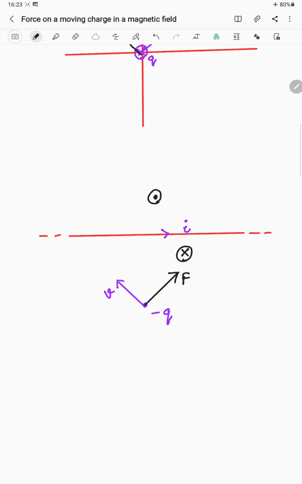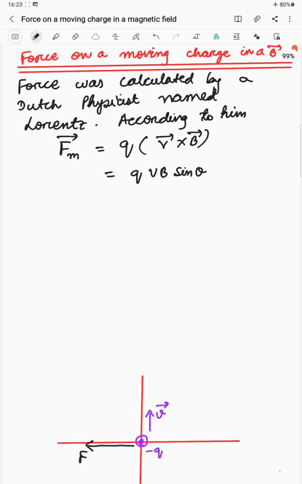So I hope you can easily find out, if the velocity of the particle and the magnetic field direction are given, you can easily calculate the direction of the force and the magnitude of the force using which law? Using your Lorentz force.